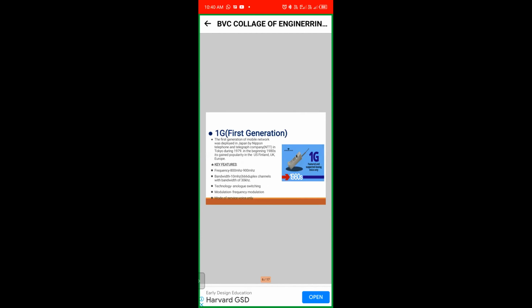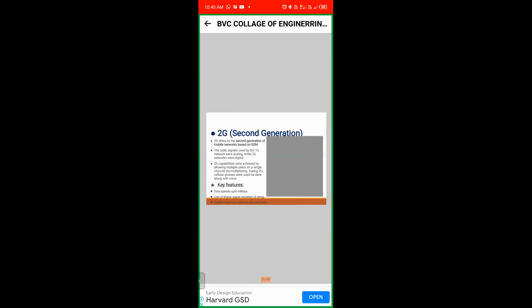The first generation of mobile network was deployed in Japan by Nippon Telegraph and Telephone Company in Tokyo during 1979. In the beginning of the 1980s, it gained popularity in the US, Finland, UK, Europe, etc. Coming to the features of the first generation, its frequency is 800 to 900 MHz, its bandwidth is 10 MHz, its technology is analog switching, and its modulation is frequency modulation. It contains only one mode, voice.